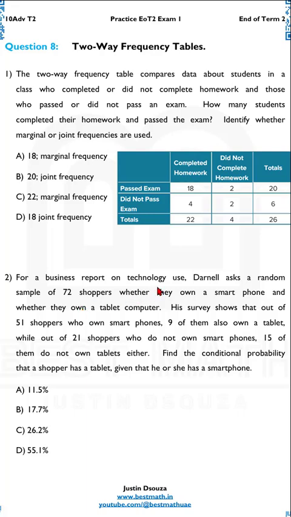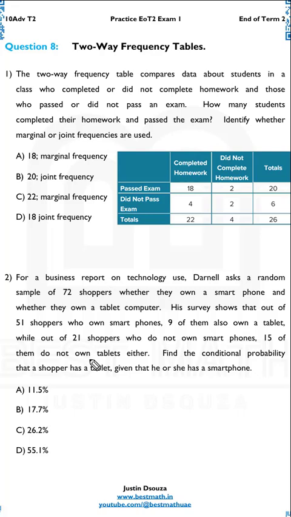For a business report on technology use, Darnell asks a random sample of 72 shoppers. So here the total people are 72. Whether they own a smartphone and whether they own a tablet. His survey shows that out of the 51 shoppers who own a smartphone, 9 of them also own a tablet. This is just a conditional probability problem.